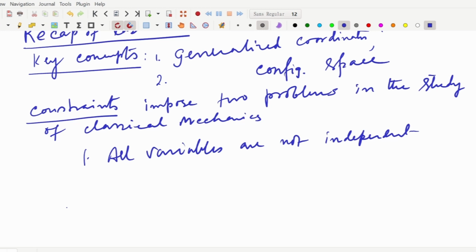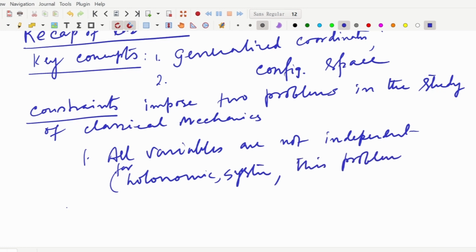One has to be careful about which variable is dependent and which is independent. This first problem, for a holonomic system, can be addressed with the concept of generalized coordinates.